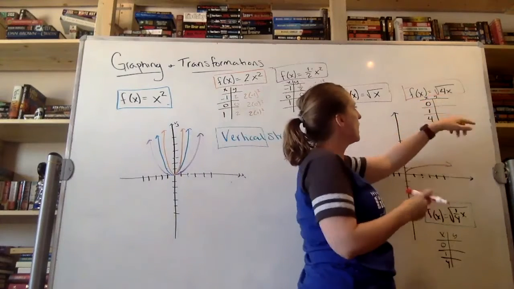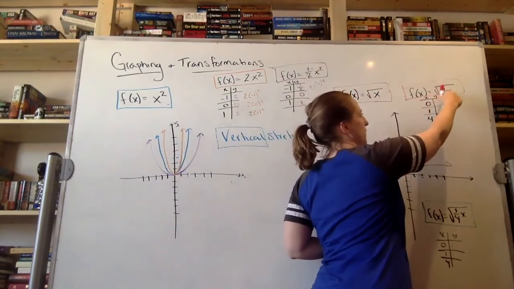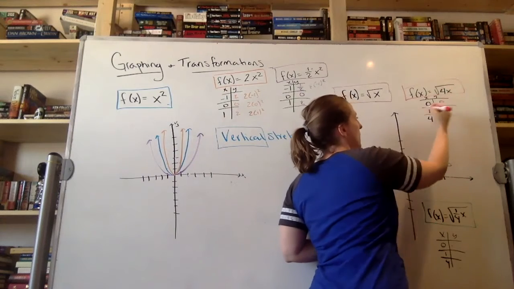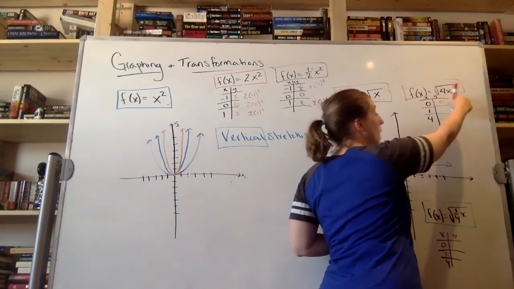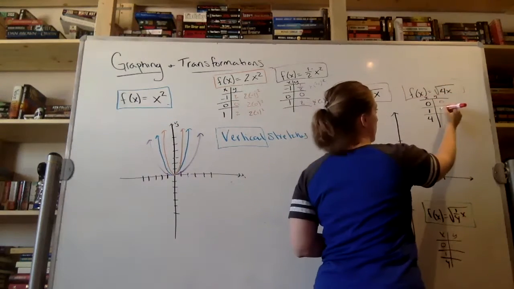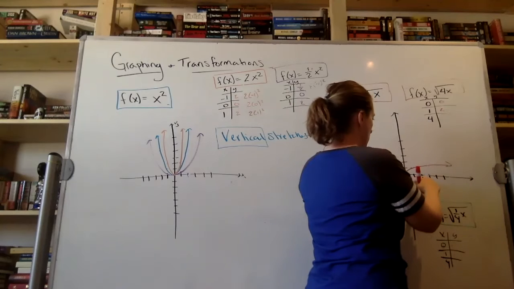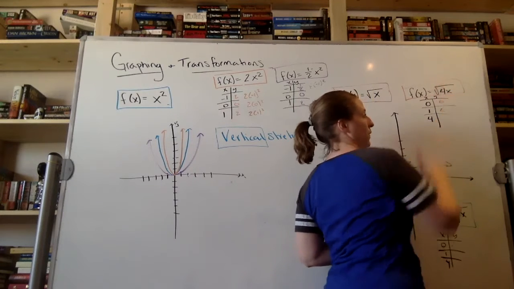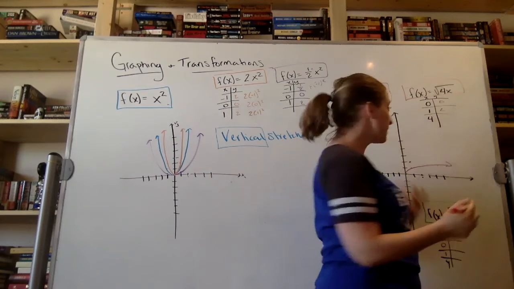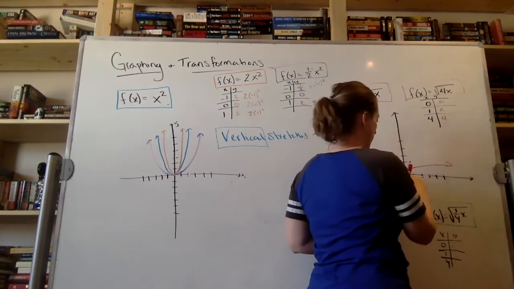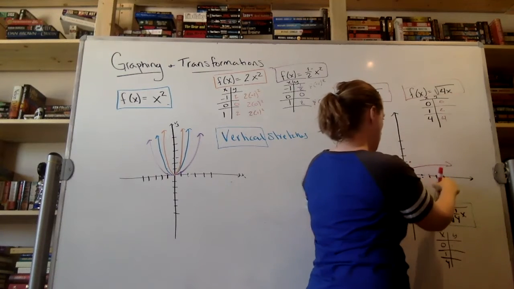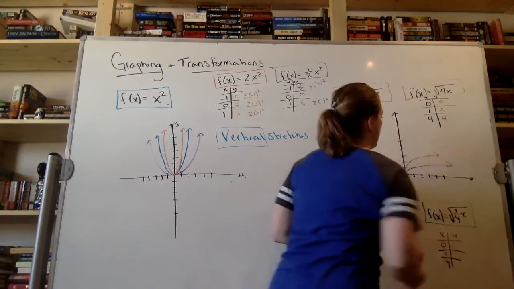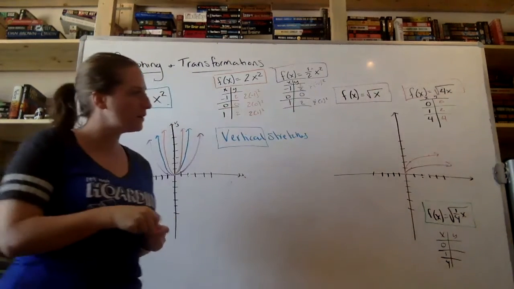So square root of 4x, when I plug in 0, I'll have the square root of 4 times 0, which is the square root of 0. So I'll have the point 0, 0. Plugging in 1, I'll have the square root of 4 times 1, which is the square root of 4. Square root of 4 is 2. So at 1, I'll be up here at 2. Plugging in 4, I'll have the square root of 4 times 4, which is the square root of 16. Square root of 16 is 4. So then I also have the point 4, 4. Okay. So there's our graph of the square root of 4x.